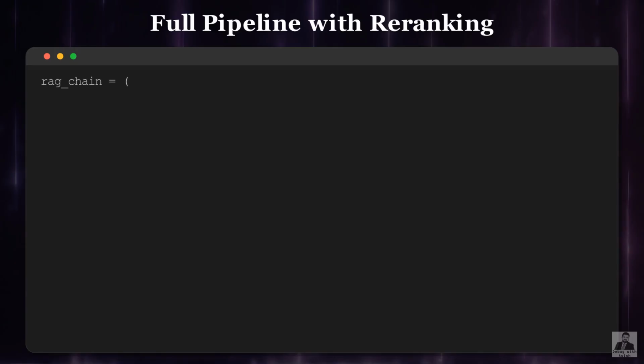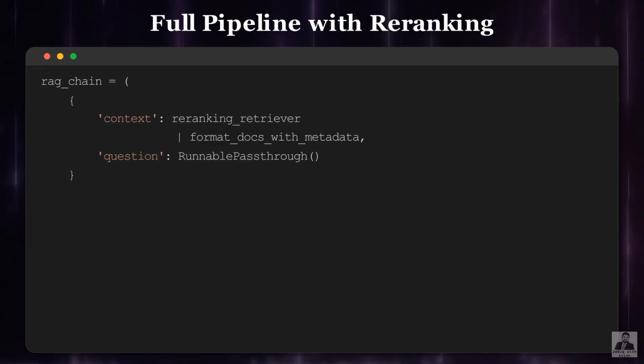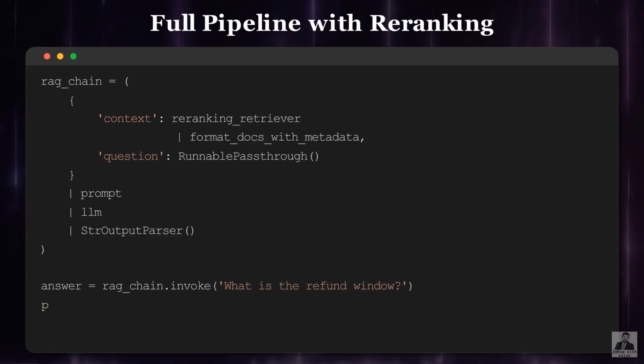Plugging reranking into the full pipeline follows the same pattern we have seen every episode. We replace the retriever in our chain with the reranking retriever. Everything else stays exactly the same. The prompt, the language model, the output parser. The chain now runs 3 stages automatically. Hybrid retrieval to get 20 candidates. Cohere reranking to surface the best 4. And the language model generating a grounded answer from those 4.